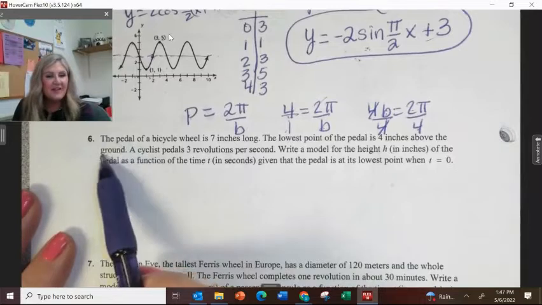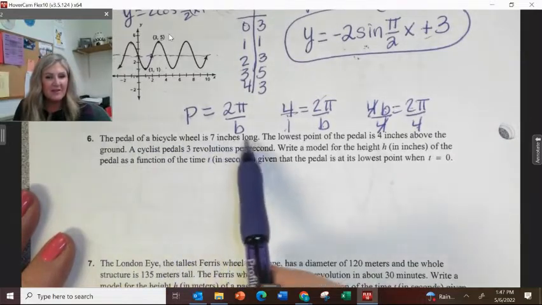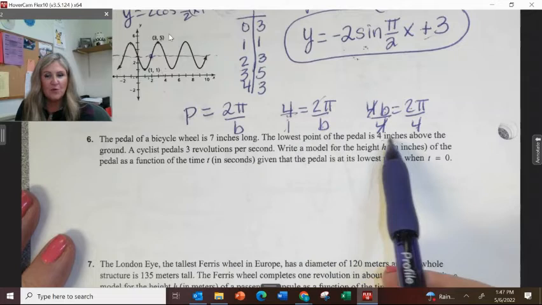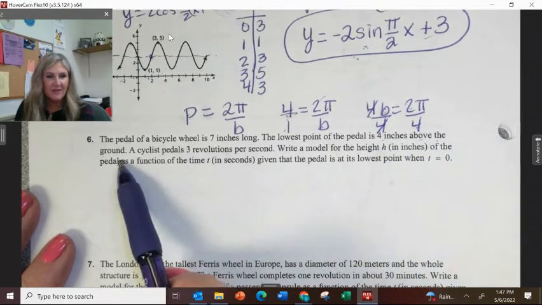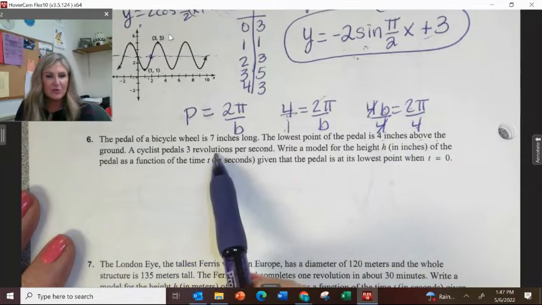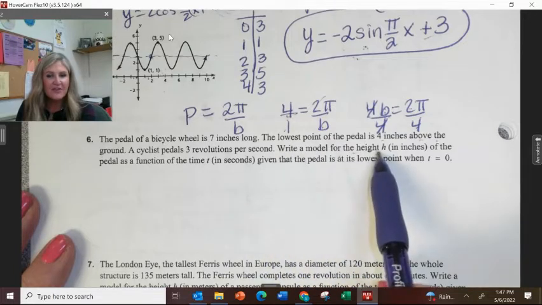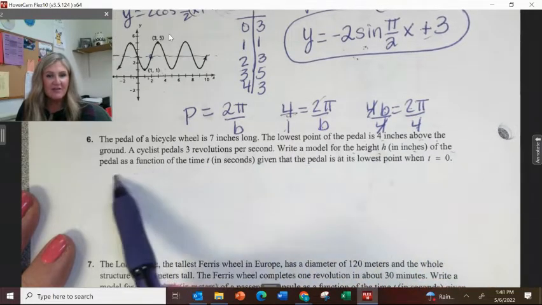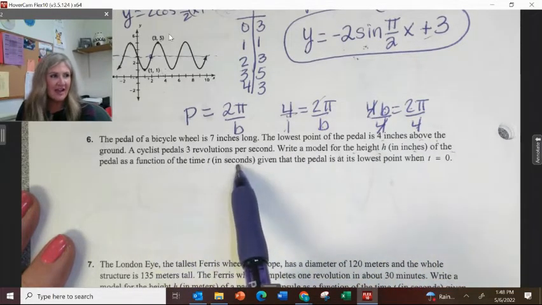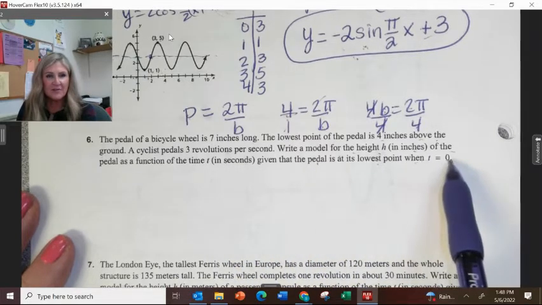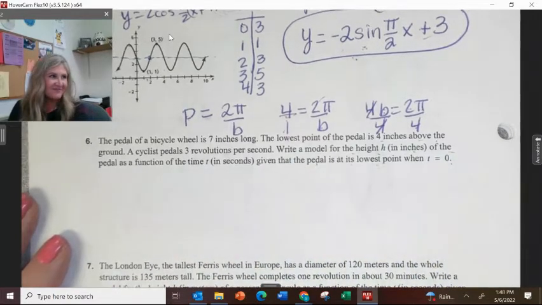All right. The pedal of a bicycle wheel is 7 inches long. The lowest point of the pedal is 4 inches above the ground. A cyclist pedals 3 revolutions per second. Write a model for the height in inches of the pedal as a function of time, given that the pedal is at its lowest point when t equals 0.